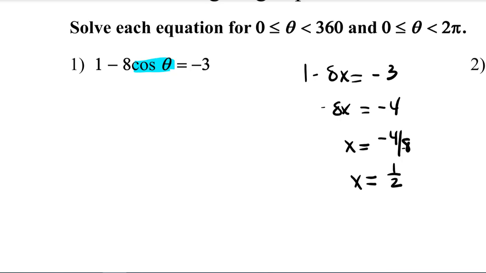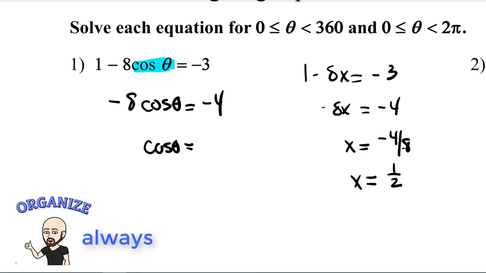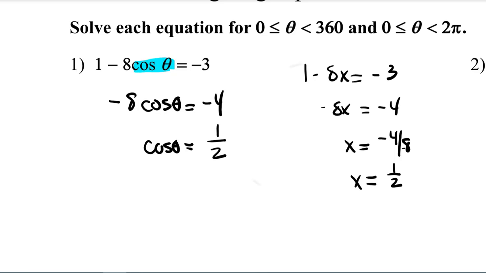Same idea with this, except we're dealing with a trig function, right? So we'll do the same thing. We'll subtract 1 and we'll have 8 cosine theta equals -4. And then we'll have cosine theta equals, now we know -4 divided by -8 is 1/2. Once we get the trig function isolated by itself, now it is simply time to look on the unit circle. So let's bring our buddy the unit circle in here.